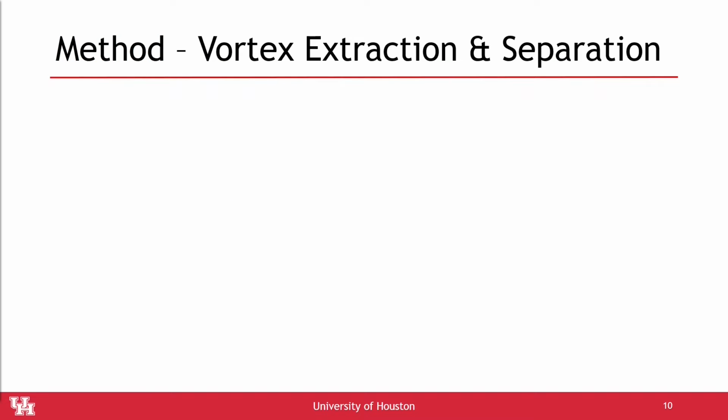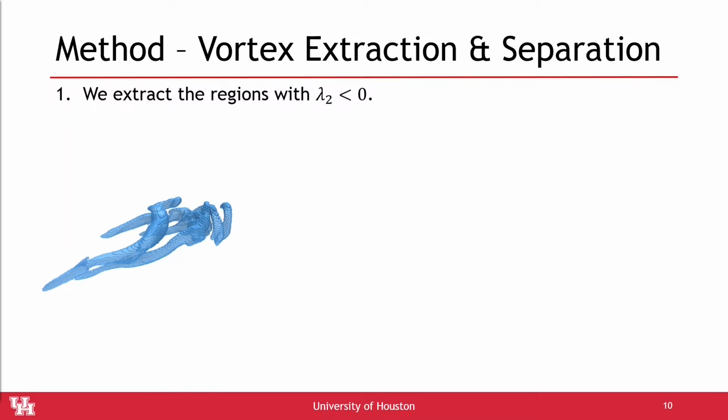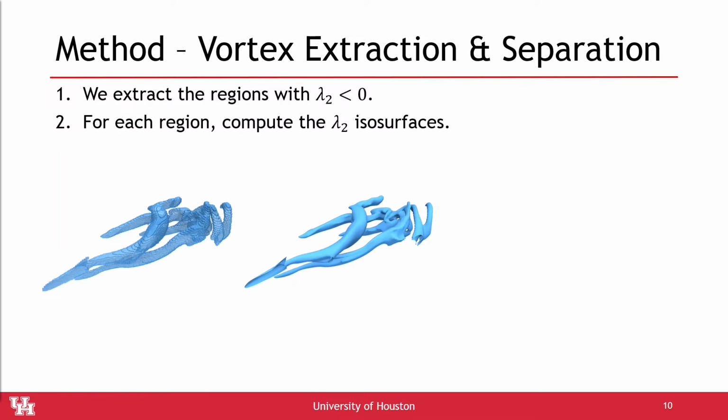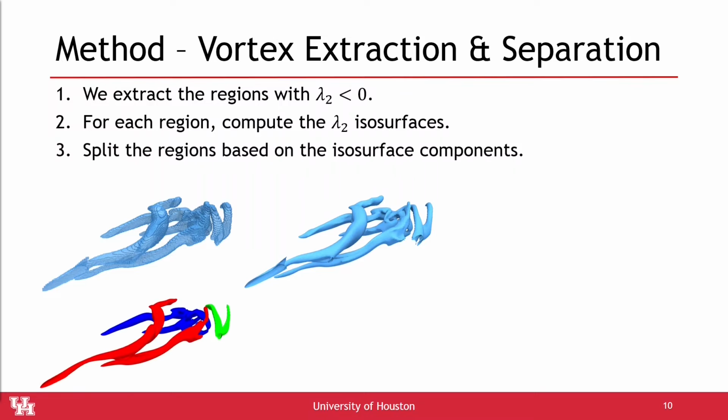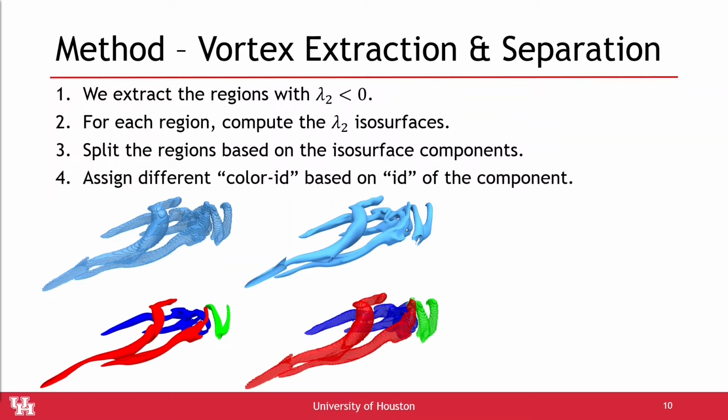Our vortex extraction and separation works as follows. We adopt the most widely used lambda 2 method to identify vortices. For this purpose, we extract the regions where points have lambda 2 value less than 0. This results in unstructured grids representing vortices. We extract lambda 2 isosurface in each individual region. We assign a separate color ID to each disconnected component of the isosurface. Based on different color IDs, we assign a separate ID to each individual cell of the region.